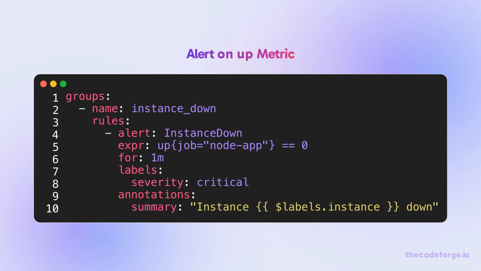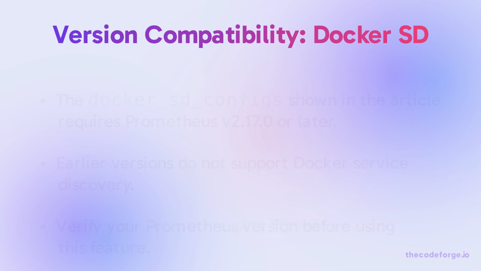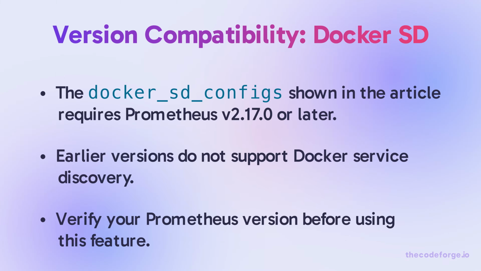The article mentions that static IPs cause targets to go down silently. Add an alerting rule on the up metric to detect when a target becomes unreachable, ensuring you are notified immediately. The Docker SD configs shown in the article require Prometheus v2.17.0 or later. Earlier versions do not support Docker service discovery. Verify your Prometheus version before using this feature.